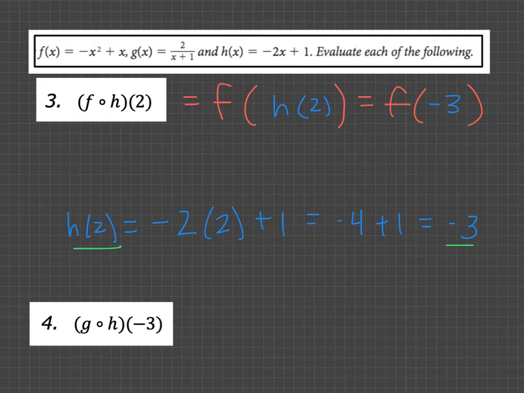So we plug in a negative 3 to this function f. So wherever there's an x, we put in a negative 3. Now, we've got to be careful of our negatives here. We square the negative 3 and get a positive 9, and then there's a negative out in front, so it's a negative 9, and then plus a negative 3. Plus a negative 3 is minus 3. Negative 9 minus 3 is negative 12.